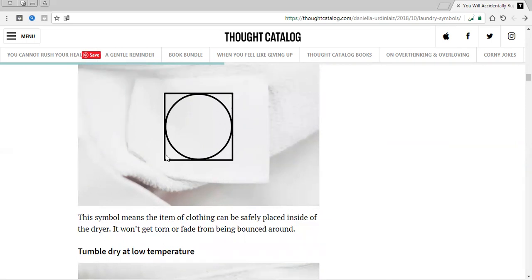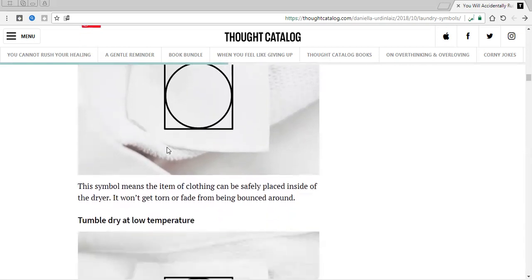The fourth symbol is the cross. If we have a cross, that means don't tumble dry.